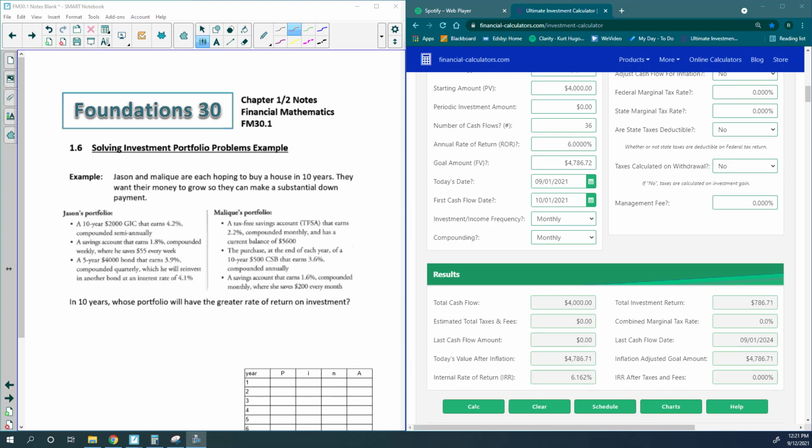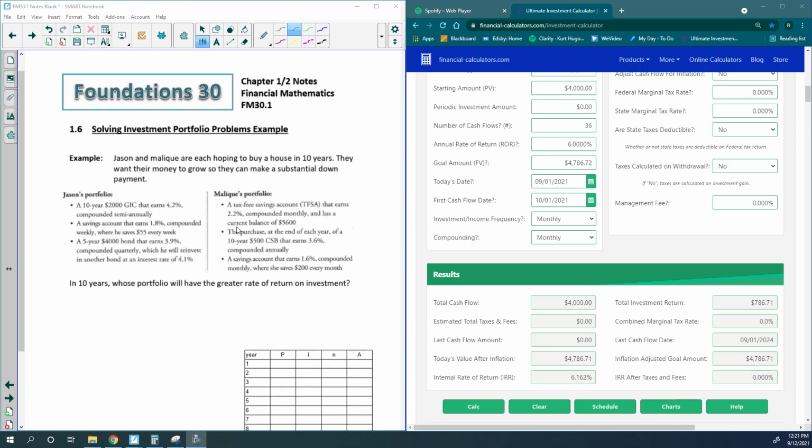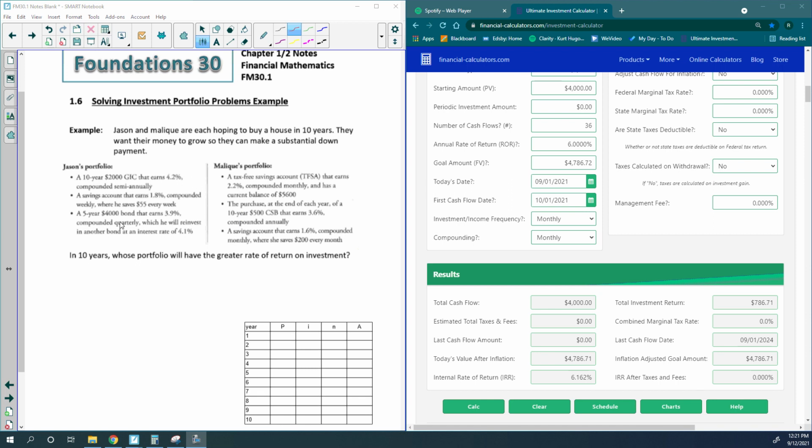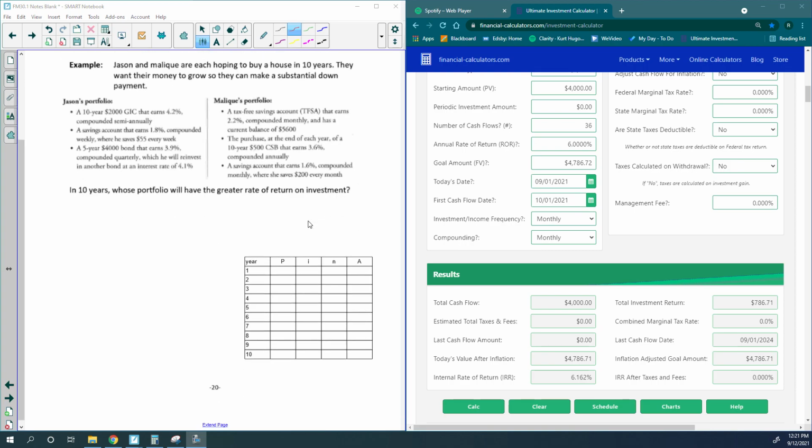So what we're going to do for this one is split this up. We're going to do Jason's portfolio first, and then Malik's portfolio second. So I'm going to cut my screen here, and this side will be Jason, and this side will be Malik. And when you're doing portfolios, you do each investment separately and add them together at the end.